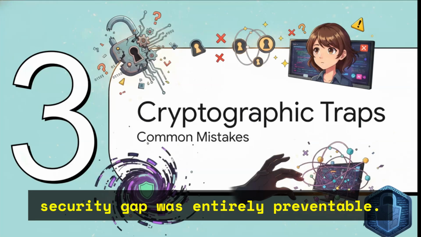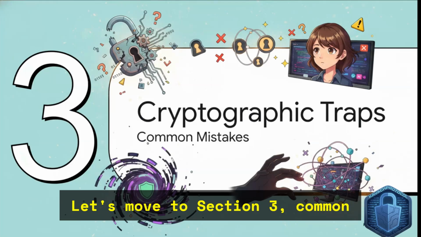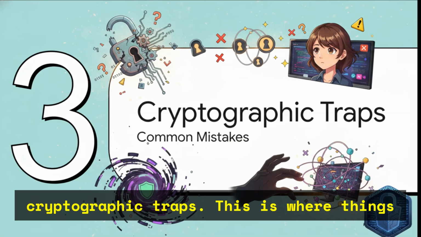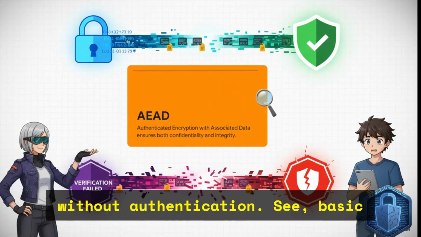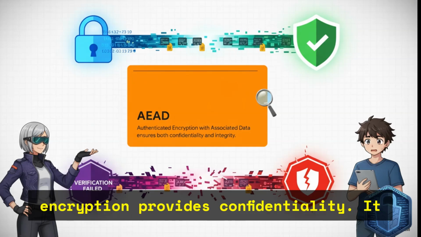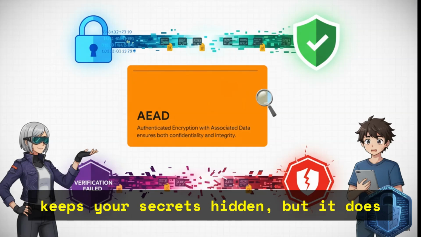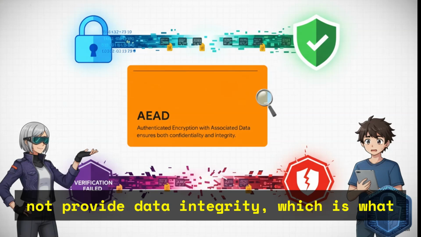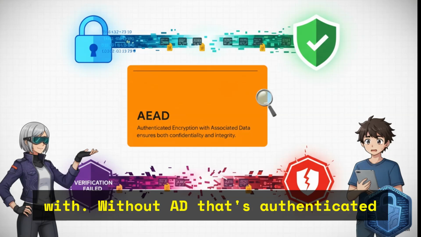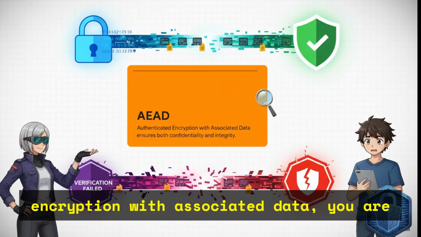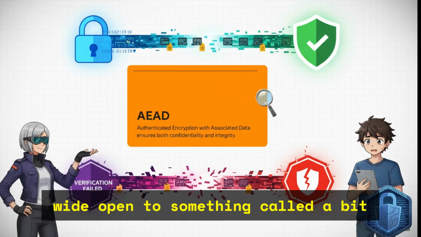Let's move to Section 3, common cryptographic traps. This is where things get specific. A really crucial, almost invisible trap is using encryption without authentication. See, basic encryption provides confidentiality. It keeps your secrets hidden, but it does not provide data integrity, which is what guarantees a message hasn't been messed with. Without AAD, that's authenticated encryption with associated data, you are wide open to something called a bit flipping attack.